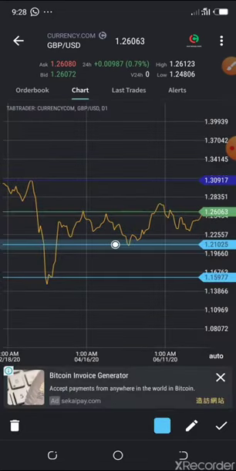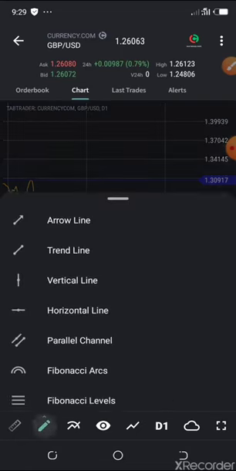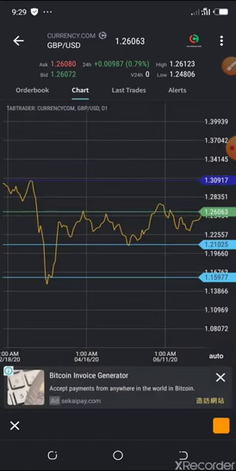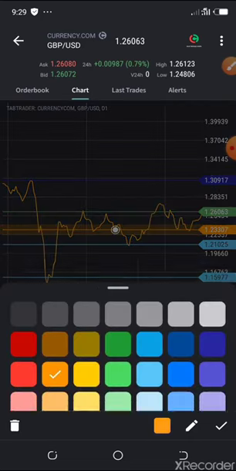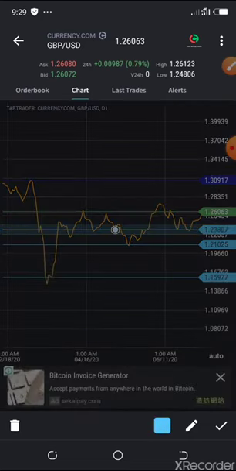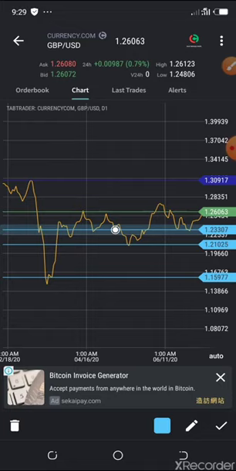Use one color to identify your support, and then use a different color to identify your resistance. Okay guys, so this is my support. Let's pick out another one, but remember I said it is a zone and not a line or a point.